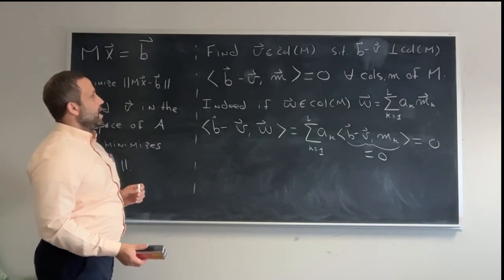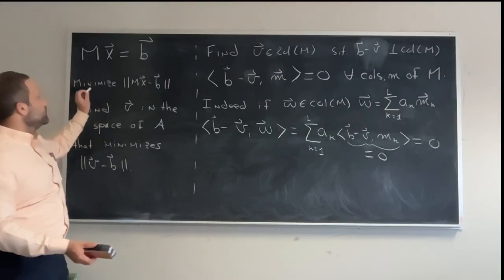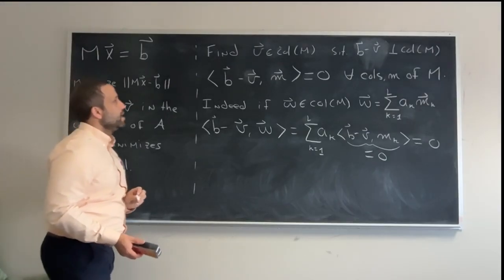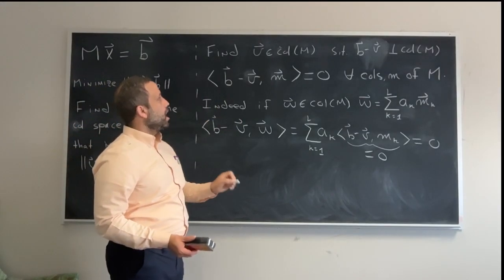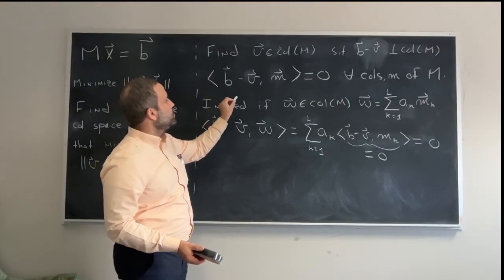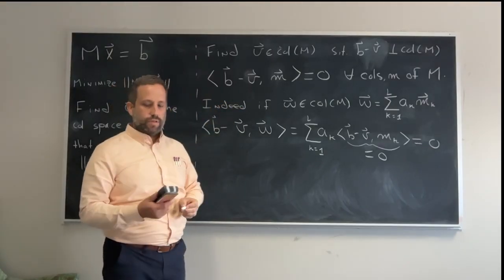All right, so the solution to this minimization problem, again, is the v in the column space of M such that b minus v is orthogonal to all the columns of M.